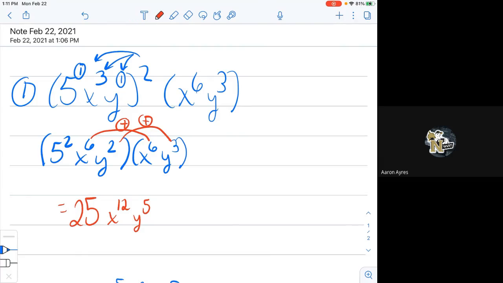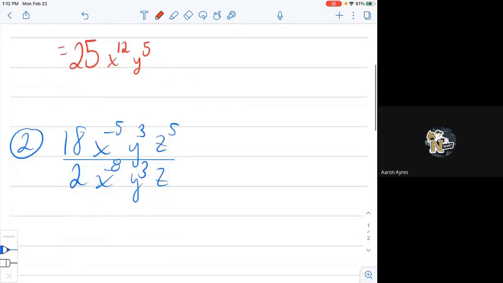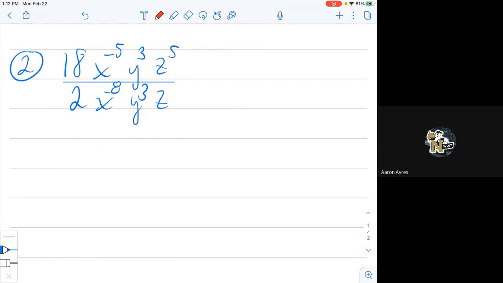Now for the next one, I'm going to go a little bit faster. There is no distribution. But we do have an invisible 1 we need to take care of on the z, and also on the 18 and the 2. Since those are both exponents of 1, we can just divide those as normal. 18 divided by 2 is 9. Now, we have to subtract exponents when we divide bases. So we're going to subtract the x's, the y's, and the z's.